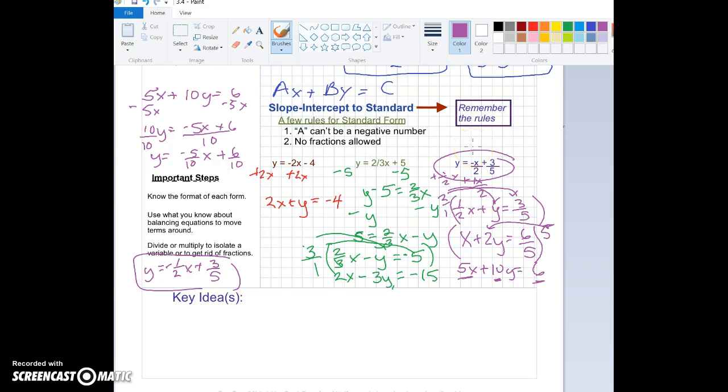That's all that we have to do the conversions back and forth. You just have to be comfortable with manipulating numbers. So, know the format of each form. Use what you know about balancing equations to move terms around, divide or multiply to isolate a variable, or to get rid of fractions. Last thing, write yourself a key idea right here, and I'll see you in class.